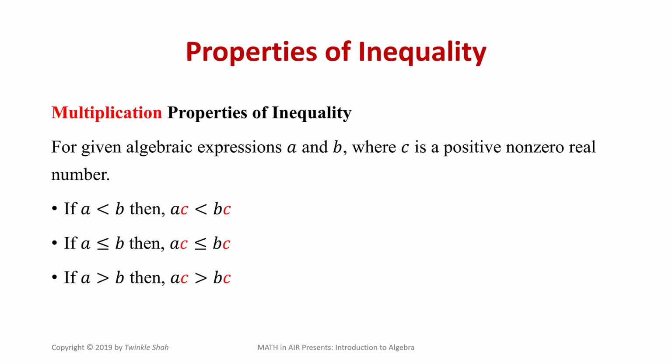If a is greater than b, then a times c is greater than b times c. If a is greater than or equal to b, then a times c is greater than or equal to b times c.